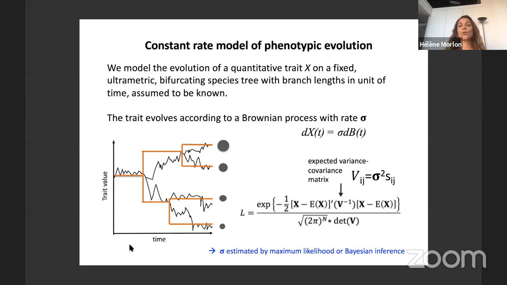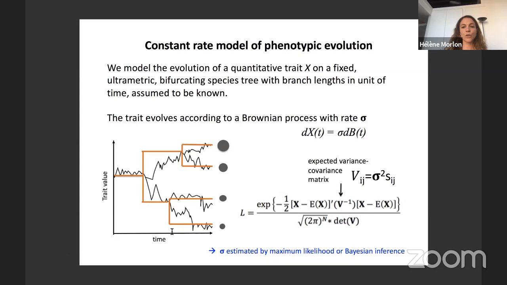For these types of models, we are able to compute likelihoods of trait values at the tips of a phylogeny under these processes. They are multivariate normal distributions with a given variance-covariance matrix that, for example, in the case of the simple Brownian process, is given by the evolutionary rate parameter, the rate of a Brownian process, times the evolutionary history shared between the species.